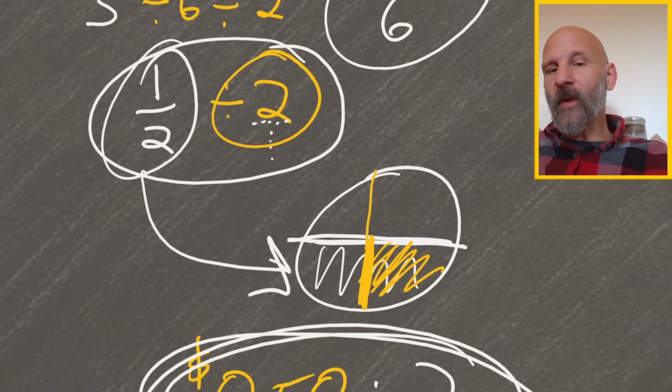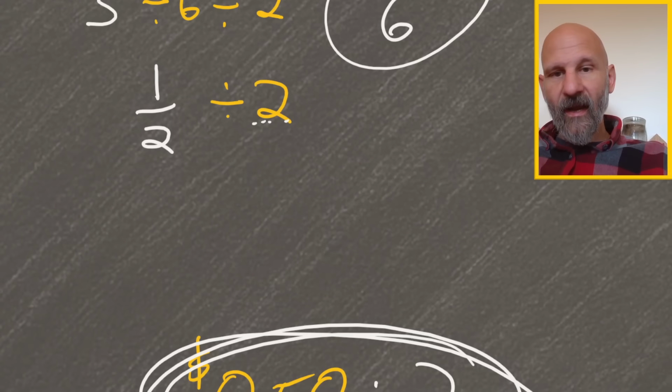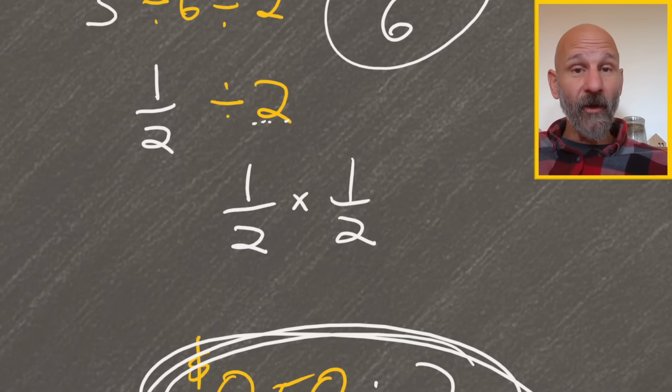I think most people are going to go to the 1/2 right up here, 1/2 divided by 2, and they're going to think that's going to be 1/2 times 1/2. That's kind of the most direct way of doing it.